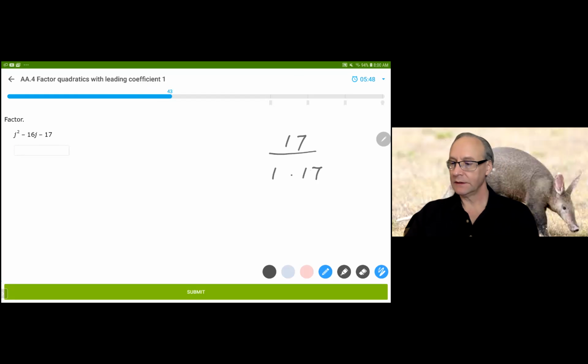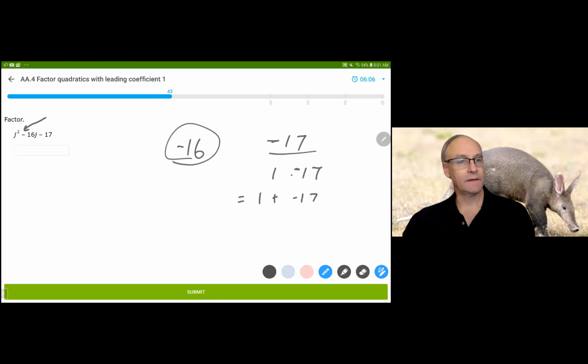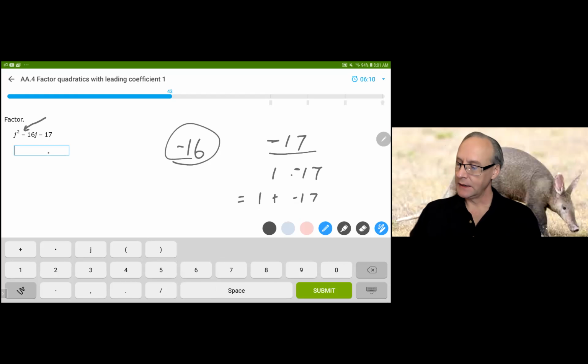Now, one of them has to be positive and one of them has to be negative. Well, clearly, if we get a negative 16, that means that we have a negative 17 and a positive 1. And when we multiply them together, we get negative 17, don't we? And when we add them together, we get the negative 16. And that was our sum. So, j, oh, forgot the parenthesis, (j minus 17) and (j plus 1).